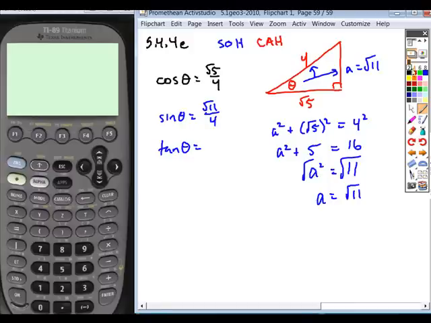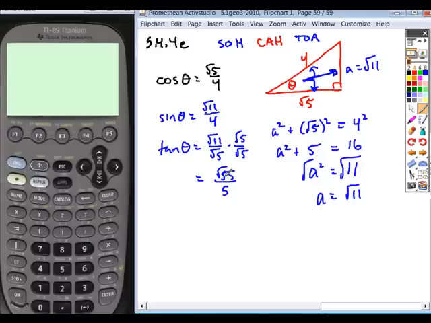And then your tangent. Your tangent is opposite root 11 over adjacent root 5. And so what you need to do here, you can manually simplify this by rationalizing the denominator, multiplying by the radical over itself. So root 11 times root 5, you can just combine that product inside your radical. So you get root 55. And then root 5 times root 5 is root 25, which simplifies to 5. So square root of 55 over 5 would be the tangent ratio on this.